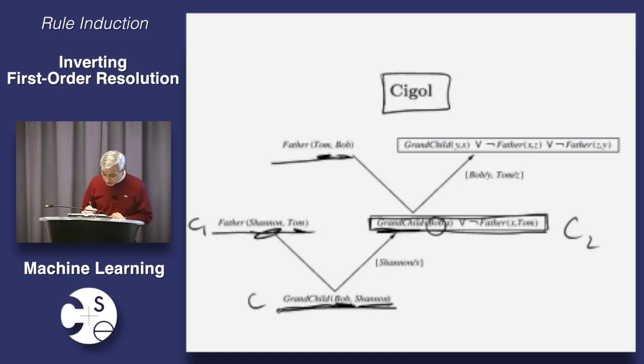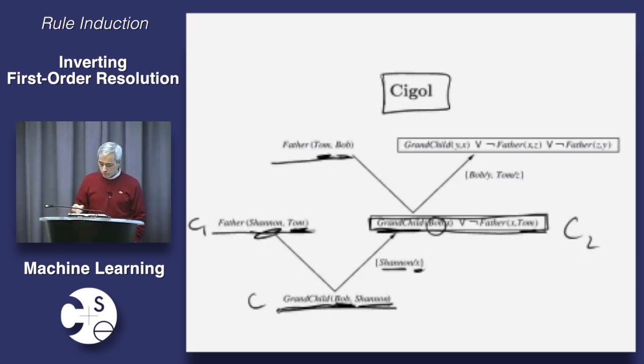Well, likewise, Tom has disappeared from C1, right? So we need something in C2 that negated that. We need something that negated father with Tom as the second argument. Well, here it is, father with Tom as the second argument. Okay? Right? Now what remains? What remains is the most important part. What remains is Shannon and X.